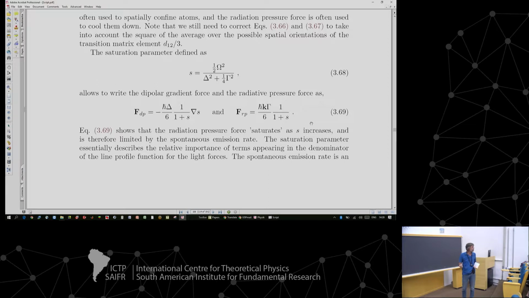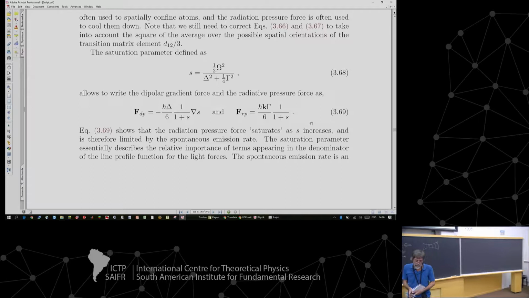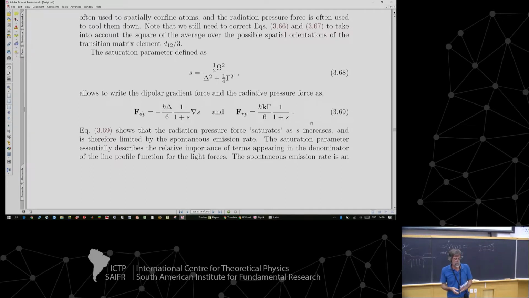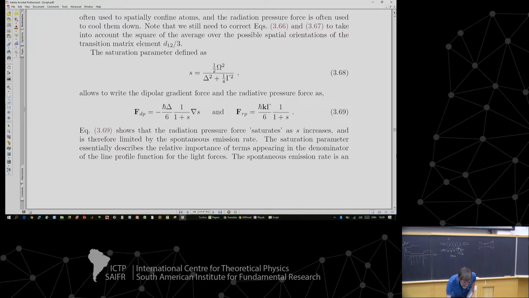So if you let the saturation parameter S go to infinity, that means you have very strong light, very high above saturation. Then this just goes to 1. But here you have an S and you have an S here, and they just cancel. And this means that by increasing the saturation, you can still get deeper potentials and stronger dipolar forces.